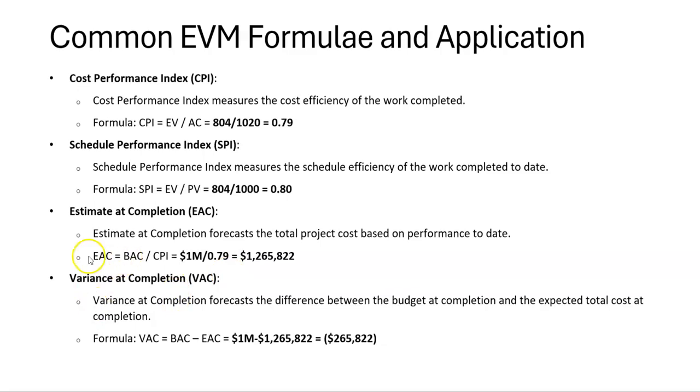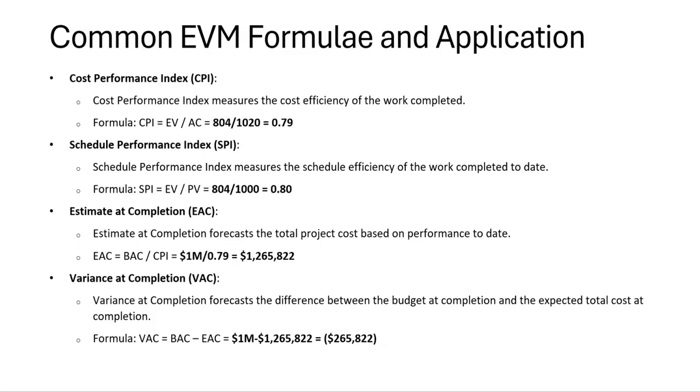So then the variance at completion is forecast the difference between the budget at completion and the expected total cost. So you get budget at completion minus the EAC, you get 1 million minus the 1,265, and you can see the variance at completion right now is projected to be $265,000 negative. So if we continue in the current mode, we would basically spend $265,000 more than our budget.